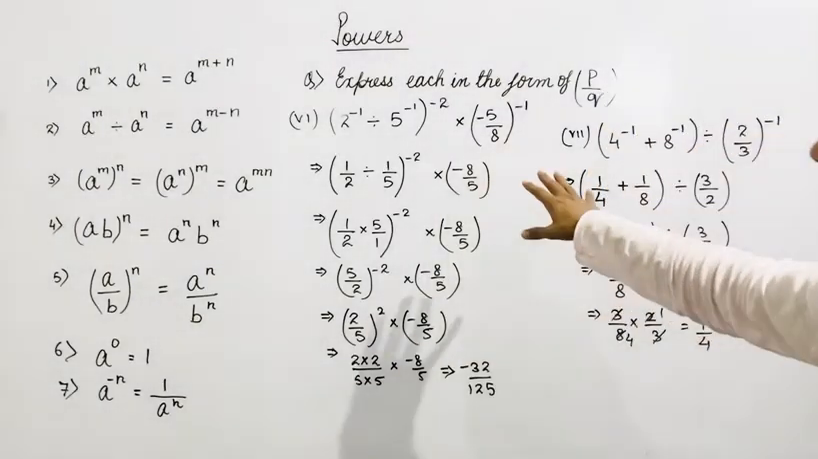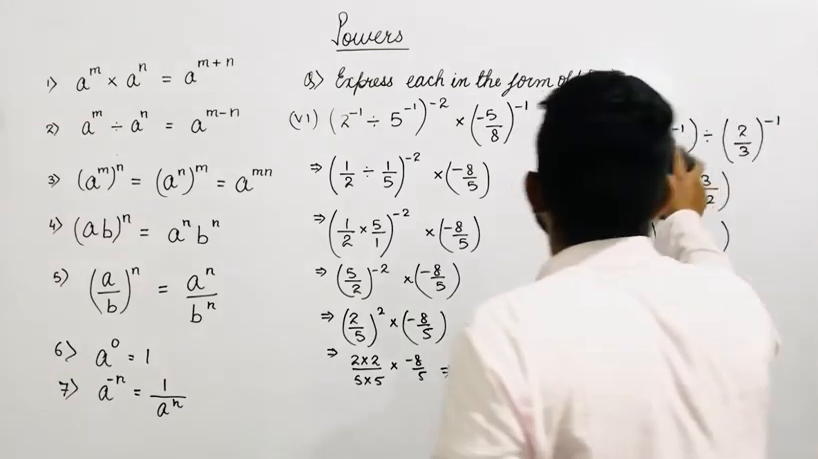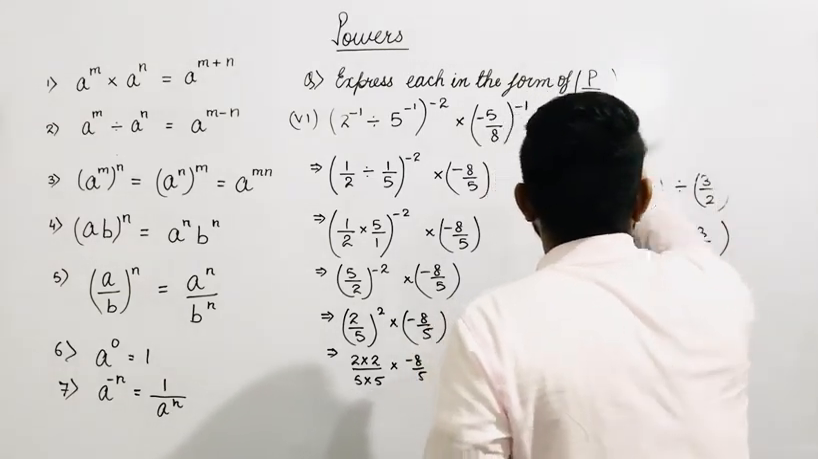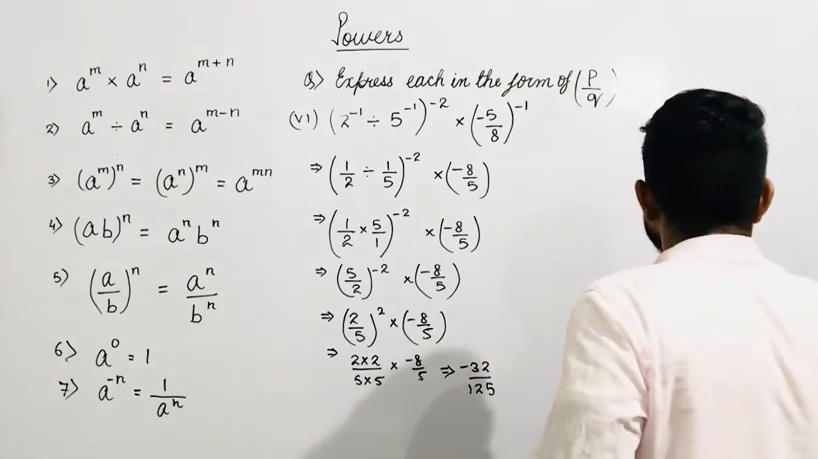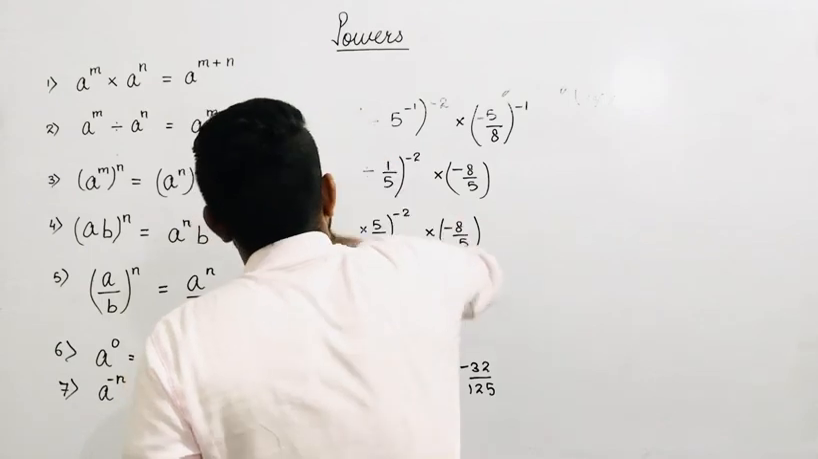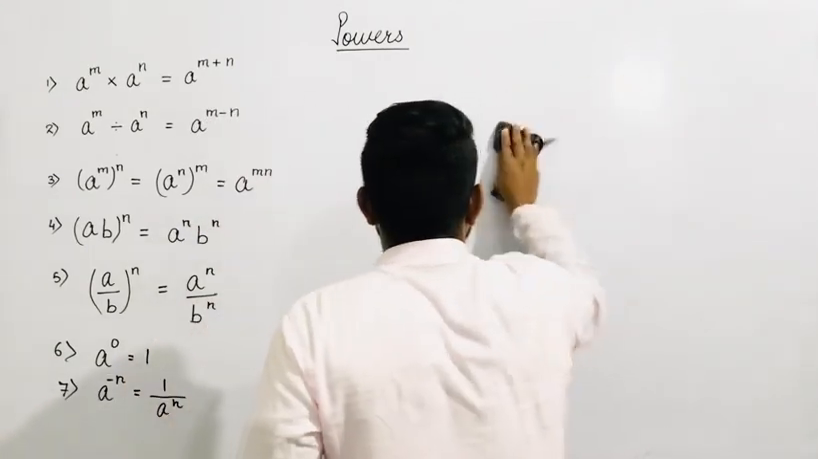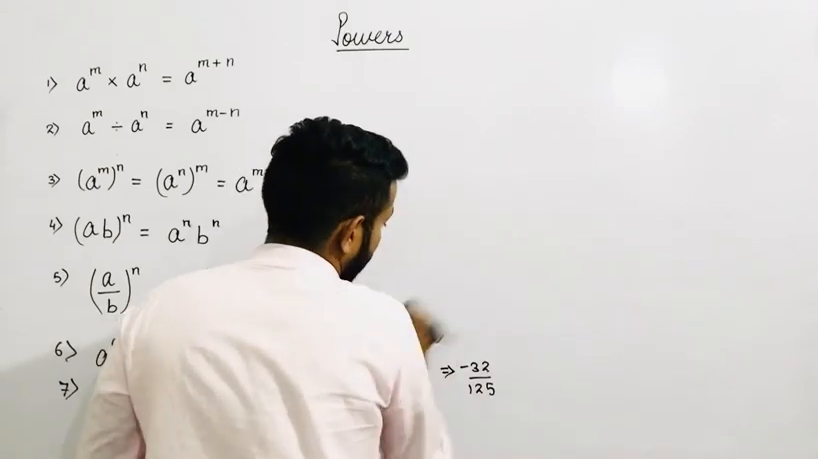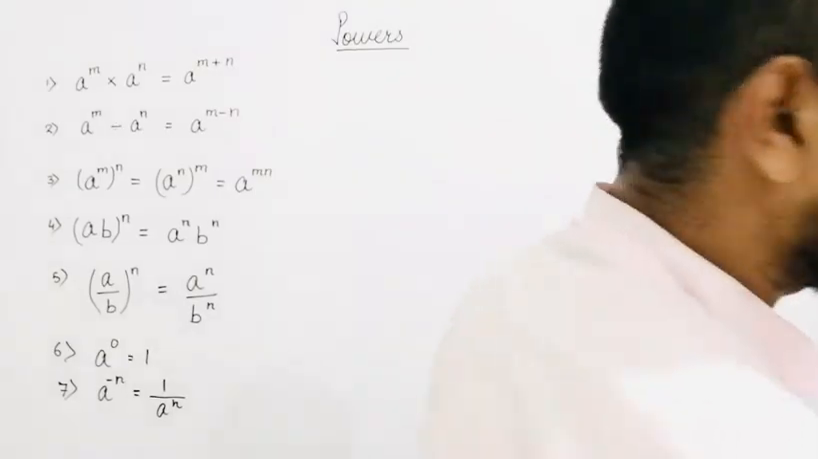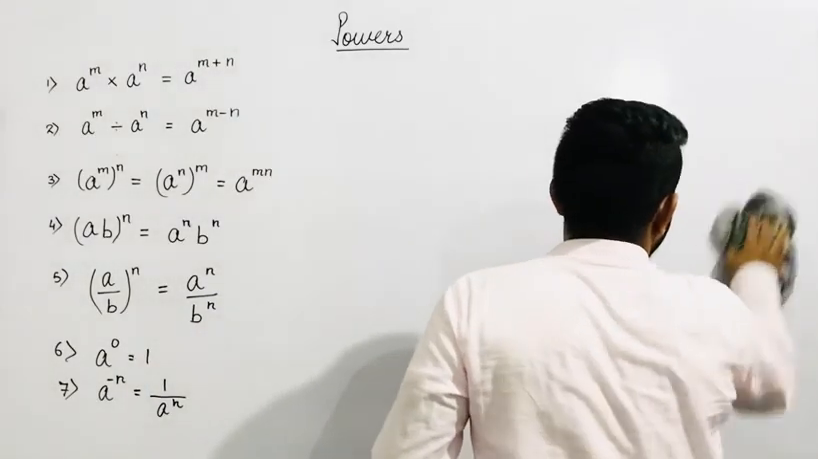So you have studied this. Now we will go through some more difficult questions. Let us erase it, and we will go through some more questions. That is not converting it in the form of p by q. We will look at how to simplify things, how to solve questions with powers, how to evaluate it, or you can say how to simplify it. So let us do it fast.